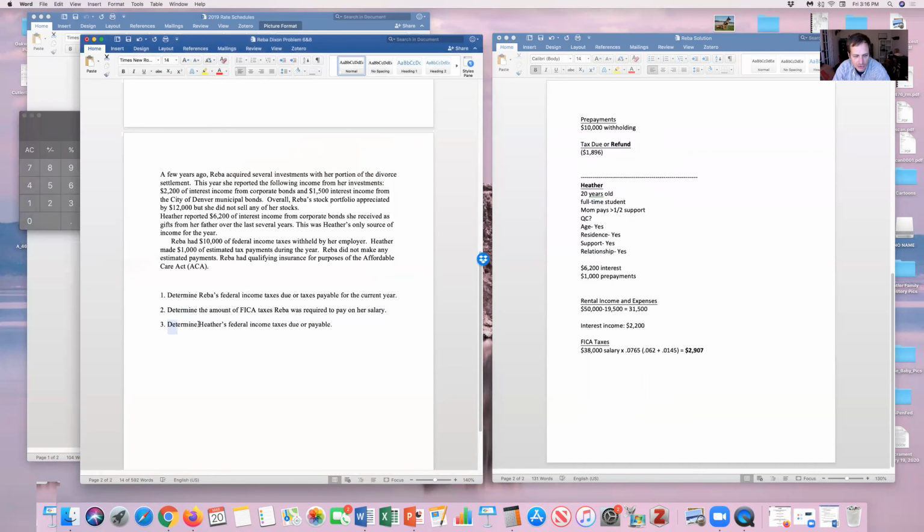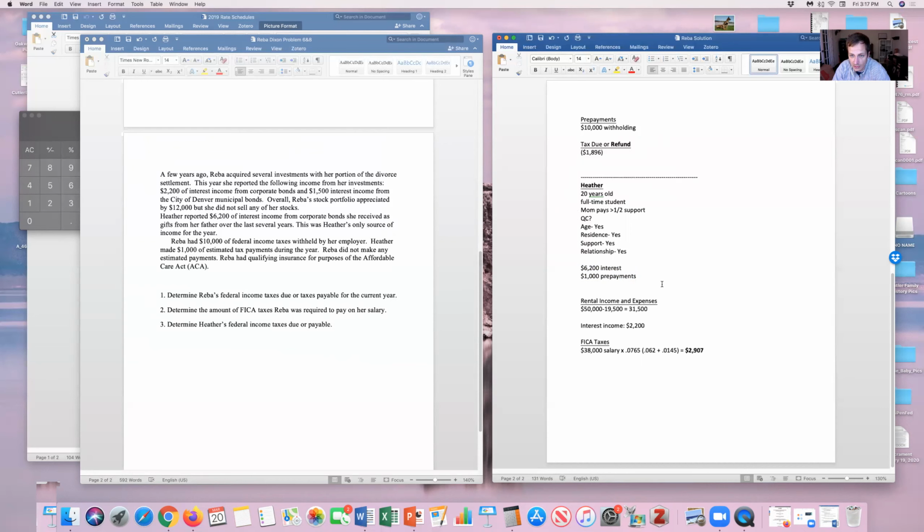Part 3 of this question asks, determine Heather's federal income taxes due or payable, the daughter. This one is actually going to ask you more than I've said I'd require you to know on the exam. If we look at Heather, here's what I would want you to know. Heather has $6,200 of interest income, and she's made some prepayments. Here's one thing I expect you to know for the exam: Heather is claimed as a dependent by someone else, so her mother has claimed her as a dependent.